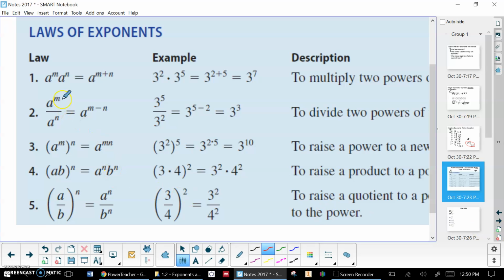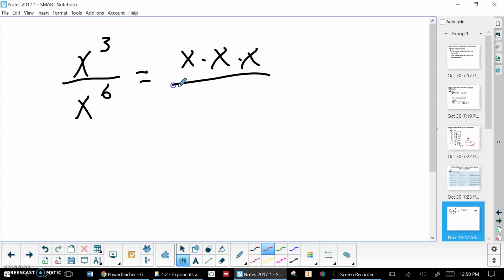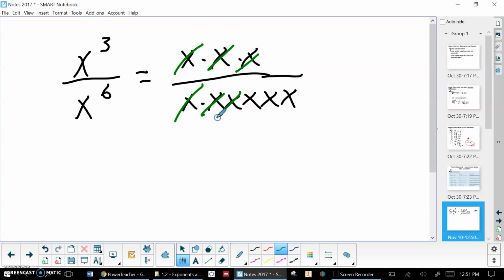So I just want to show you one thing about these. These first couple are probably the big ones. The way I think about it, especially the second one here, is if I end up with something like x to the 3rd on top and x to the 6th on the bottom, remember what these actually mean. This means that it's x times x times x on the top over x, x, x, x, x, x on the bottom. And if we remember our canceling rules, because there's a common factor of x there, and there, and there, that all cancels out.